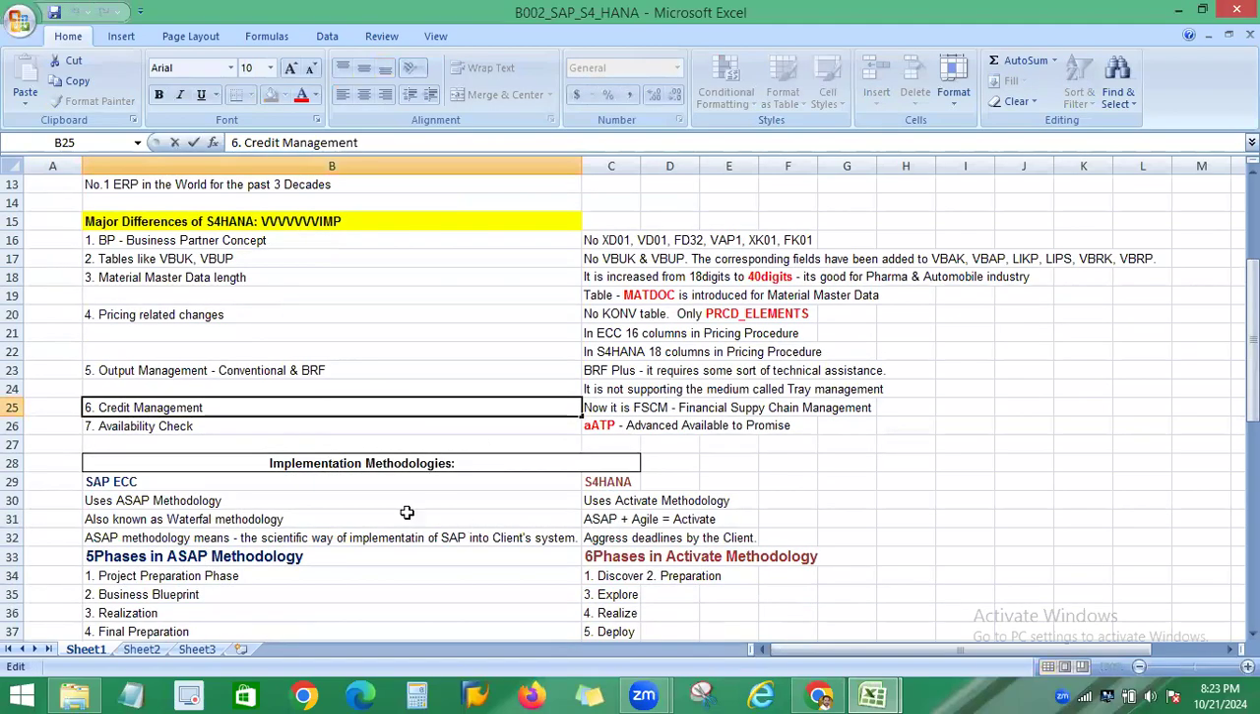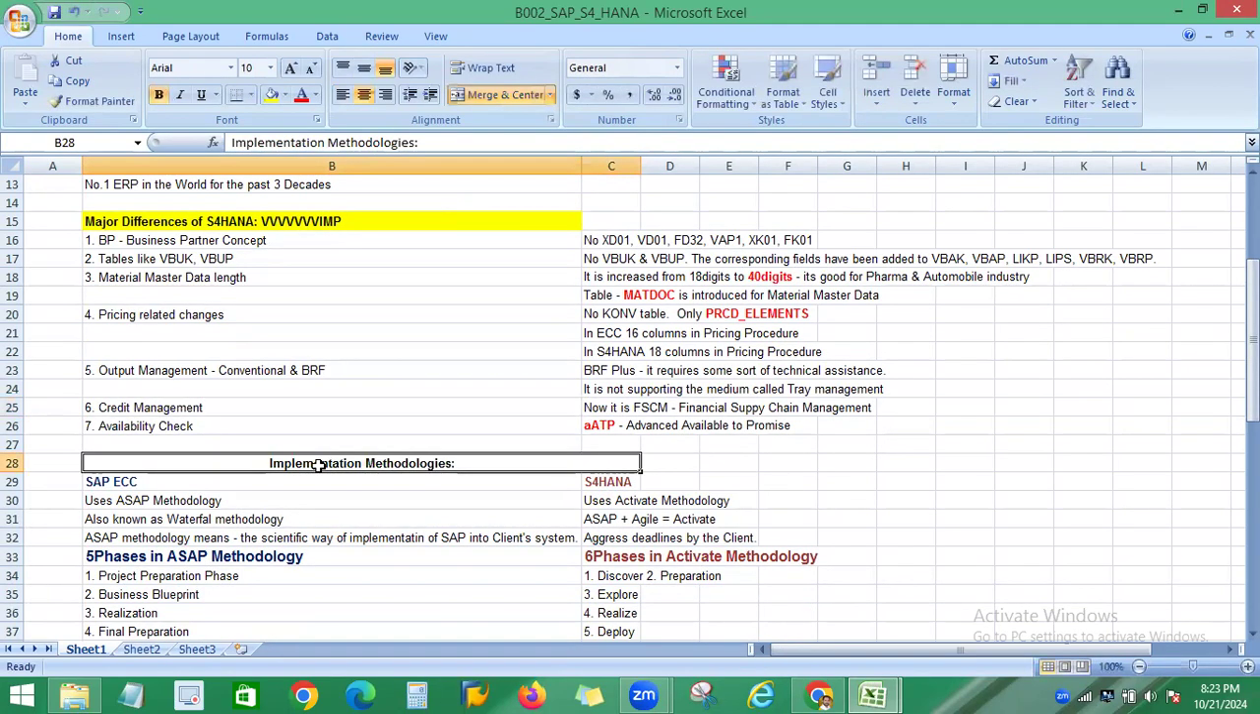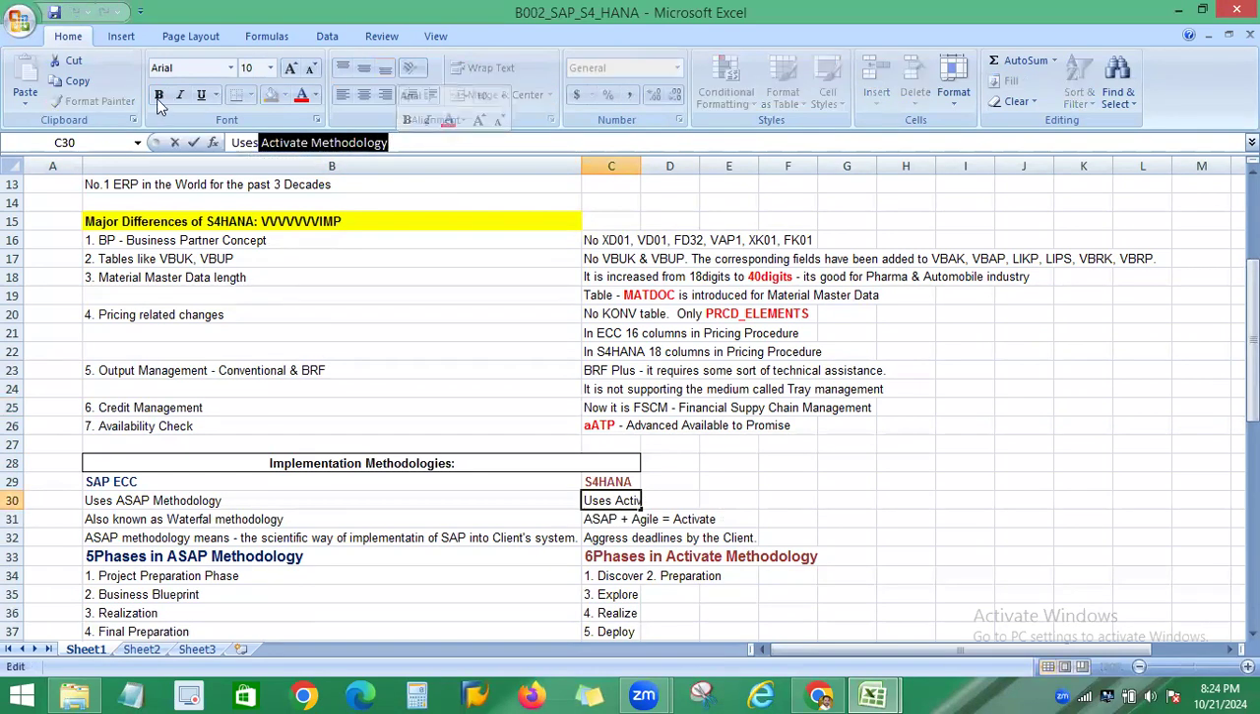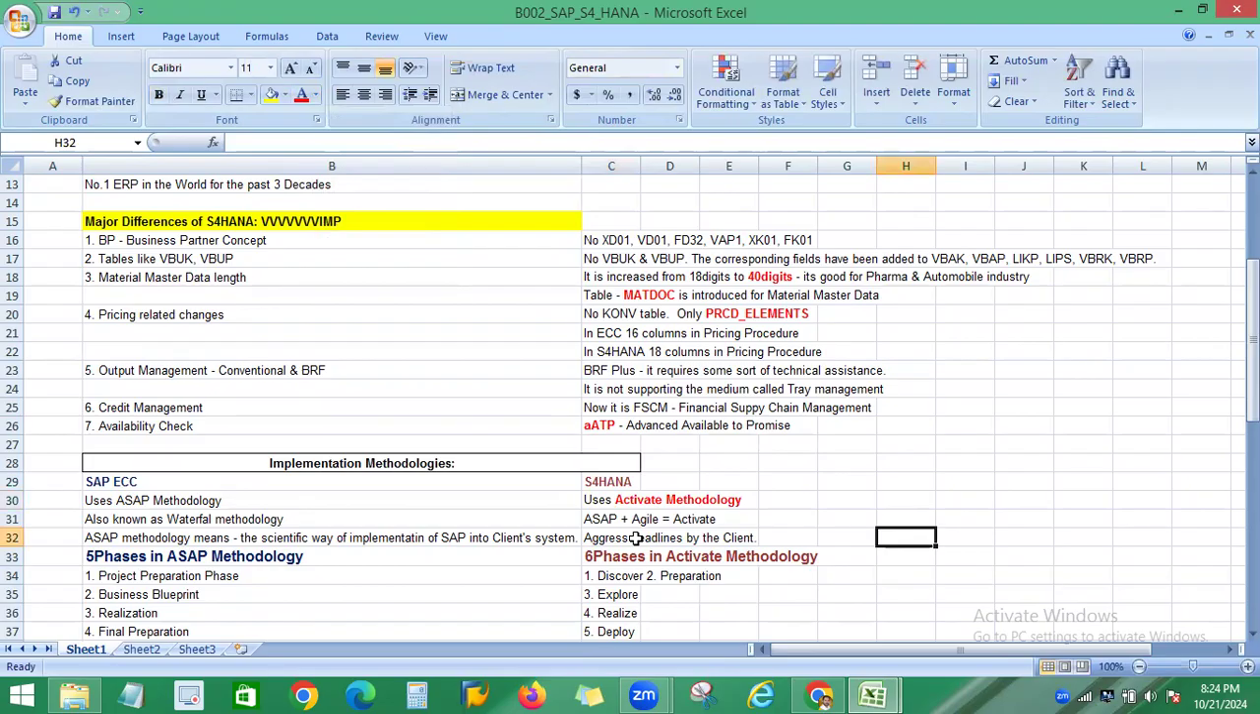And guys, one more thing is the implementation methodology. We learned the ASAP methodology, that is, accelerated SAP. In SAP ECC, we use the ASAP methodology. However, in SAP S/4HANA, we are supposed to use the Activate methodology. Then the question is, what is meant by the Activate methodology?